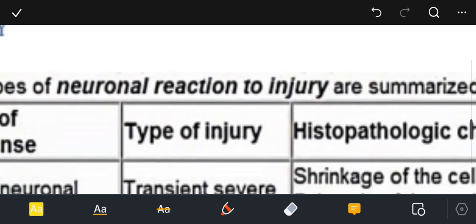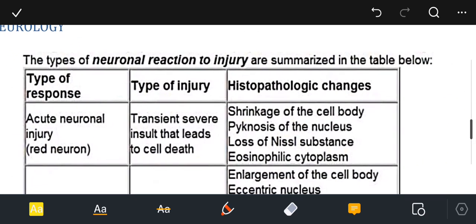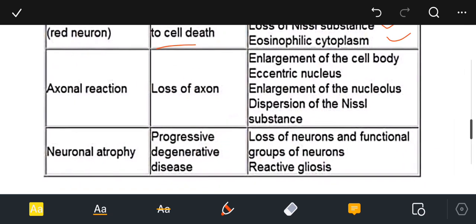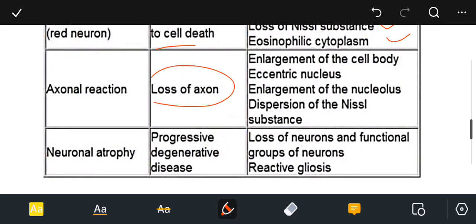Then moving forward, we have the types of neuronal reaction to injury as summarized in the table. Acute neuronal injury, red neurons. The type of injury that causes red neuron formation is a transient severe insult that leads to cell death. Histopathologic changes include shrinkage of the cell body, pyknosis of the nucleus, loss of Nissl substance, and eosinophilic cytoplasm. Everything that we have already discussed. This is just a tabulated version of that. Axonal reaction means loss of axon.